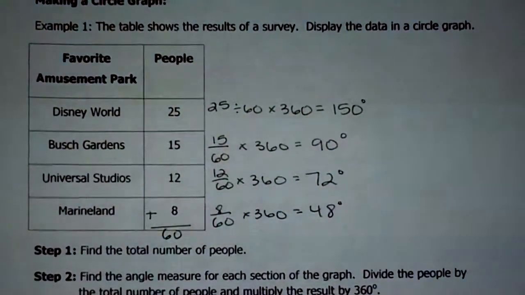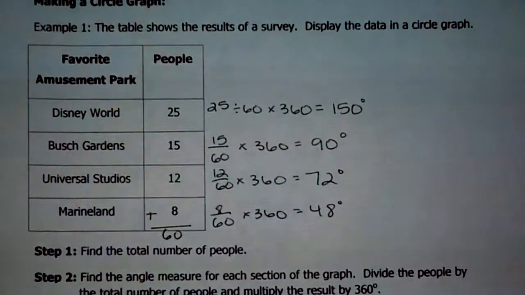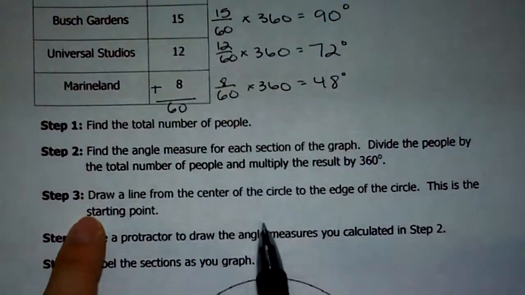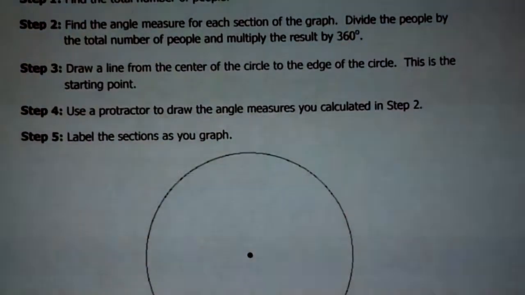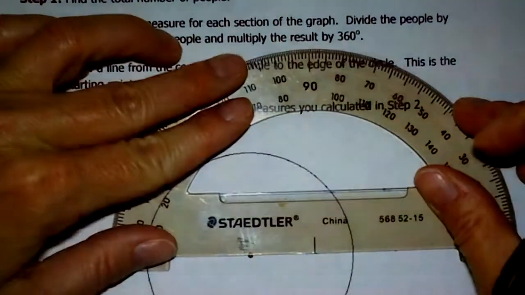Okay. Step number 3. I know, we're only on step 3. It's crazy. Draw a line from the center of the circle to the edge of the circle. So I give you the center of the circle. We want to draw a nice straight line from the center of the circle over.